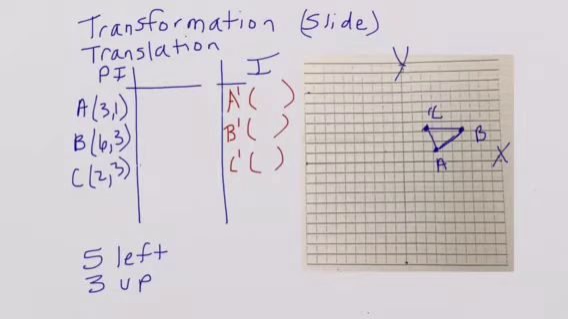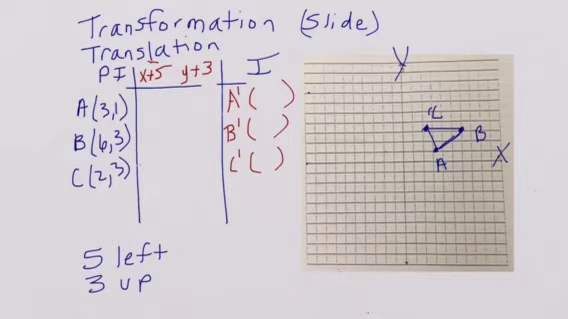We're going to look at our pre-image, which is already graphed on the graph paper, and we're going to do a translation of 5 to the left and 3 up. So we're going to do x plus -5, because if we're going left, then we're going to be adding a negative number to the x, and it's going to be y plus 3 because we're going up.